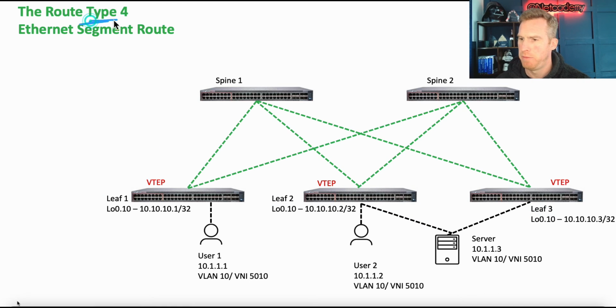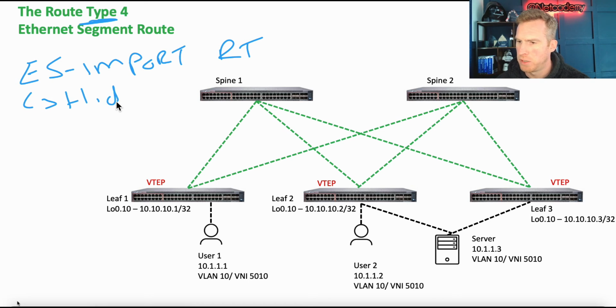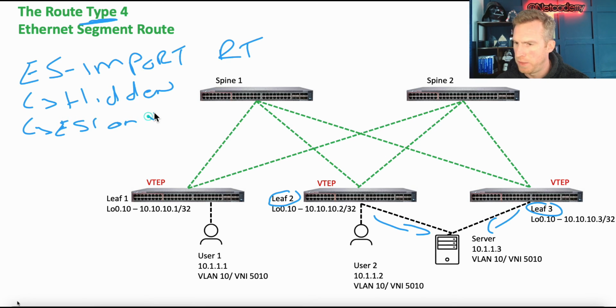And remember that for this type 4, there is this ES import route target, and that is hidden and automatically created for you by the devices, by the leaves in this case, that are connected to that same device. They'll have that same Ethernet segment identifier for that particular VNI, and that would be defined in that ES import policy. And obviously in here would be that MAC address. It could also be the IP address.